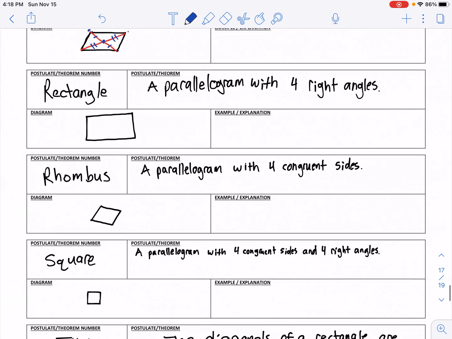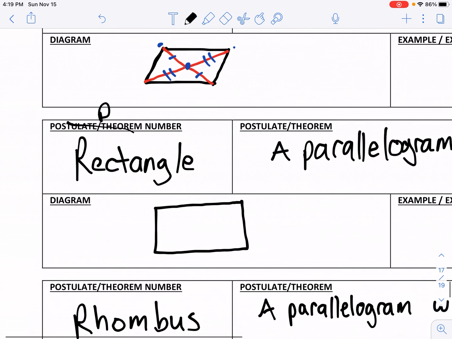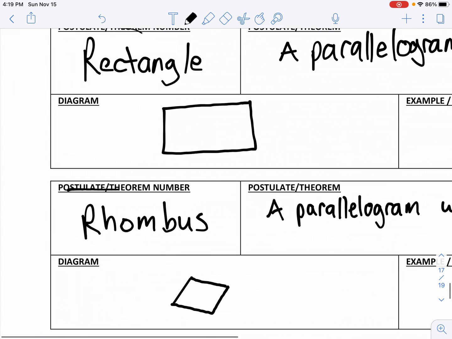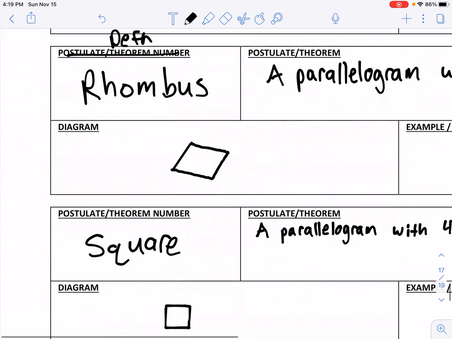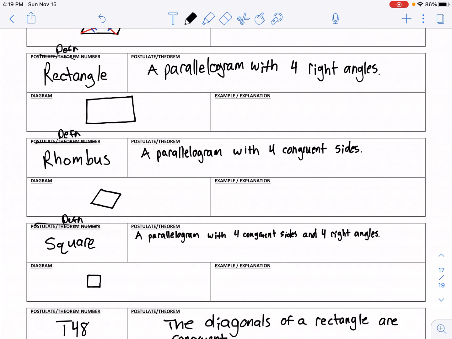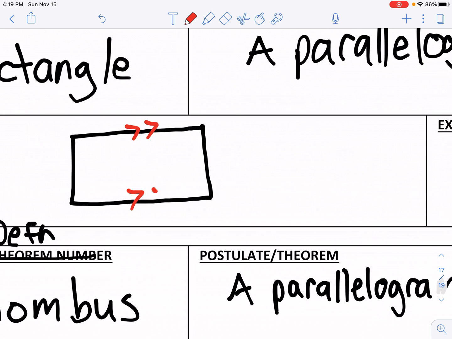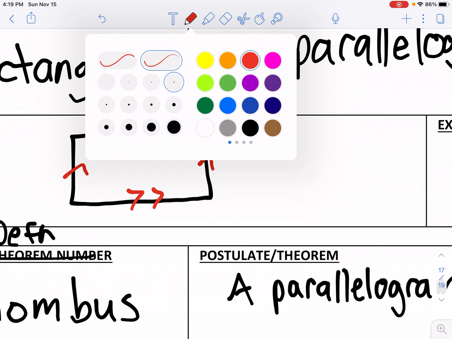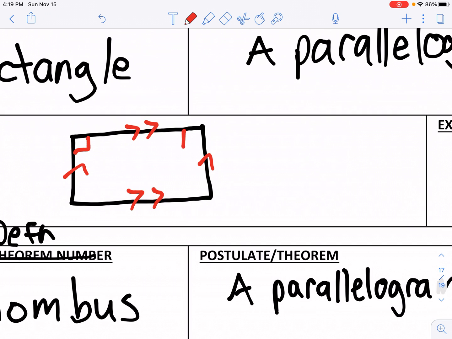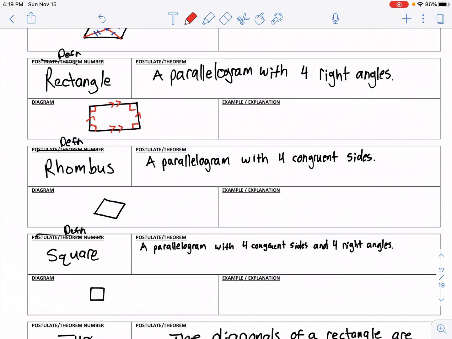Now, let's get into some other definitions here. These are definitions. A rectangle is a parallelogram, but a specific one that has 4 right angles. So I still have parallel sides; these sides are still parallel, but in a rectangle the angles are all right angles. So a rectangle is a parallelogram with 4 right angles.